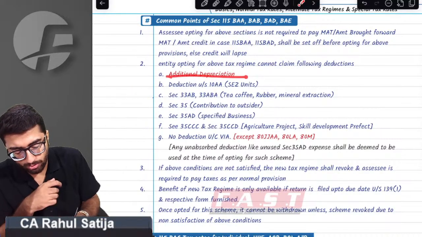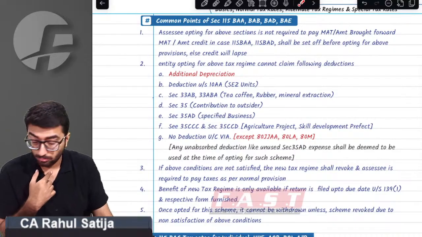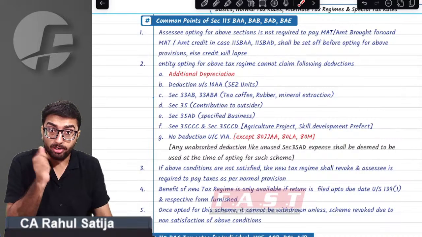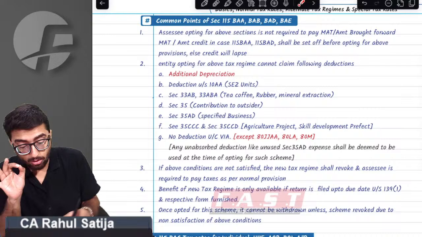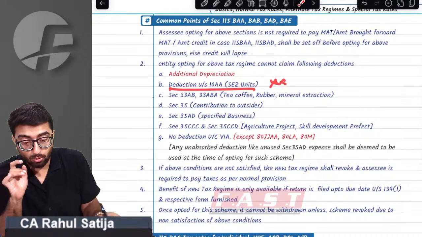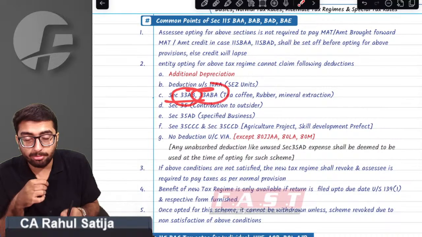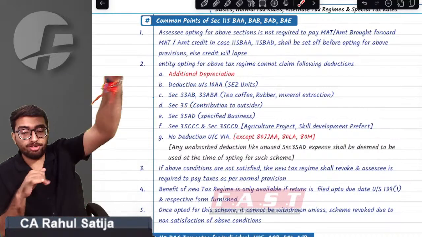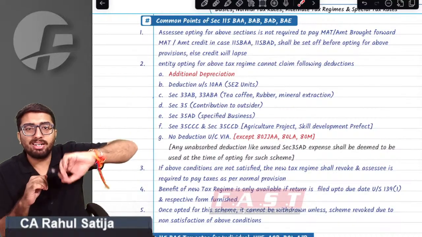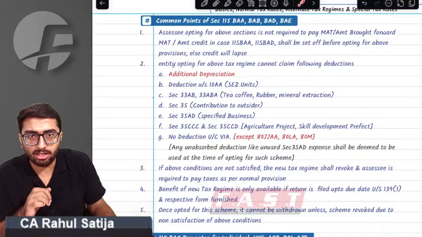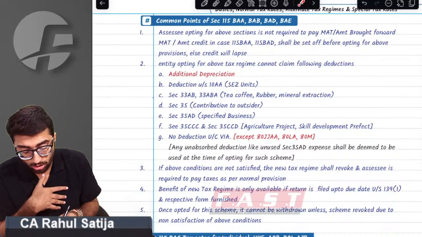Sir, what are those? Sir, you will not be allowed additional depreciation. You will not be allowed 10AA. You will not be allowed the 40%, 20% deduction that you used to get for the tea, coffee, rubber business when you deposit certain money to NABARD. You will not be allowed, sir, deduction in case of petroleum and natural gas extraction. If you deposit a certain sum to the site restoration account, you will not be allowed.